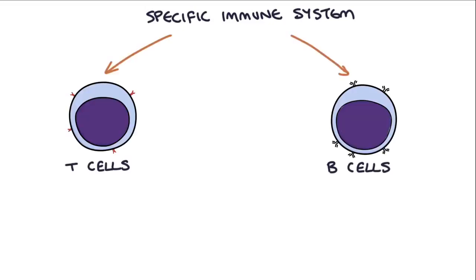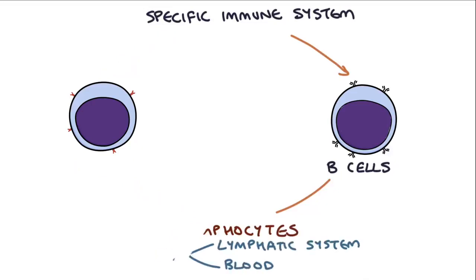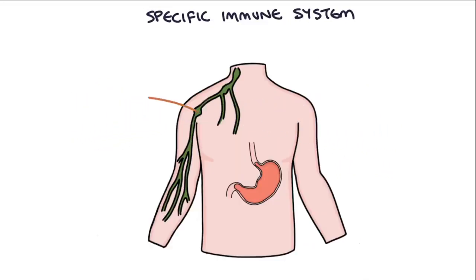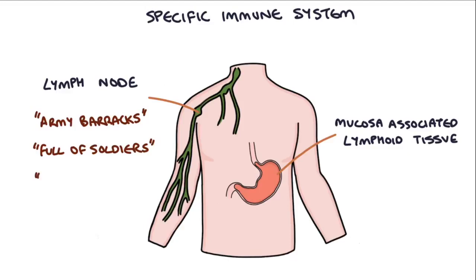And that brings us nicely onto looking at the function of the specific immune system. The specific immune system involves two characters, the T and the B cells, and these are both types of lymphocyte. They are free to float around the lymphatic system and the blood, but they spend most of their time in the lymph node and the mucosa-associated lymphoid tissue. Think of these lymphoid tissues as army barracks that are full of soldiers that are all sat around waiting to get word of an enemy that they've specifically been trained to fight.